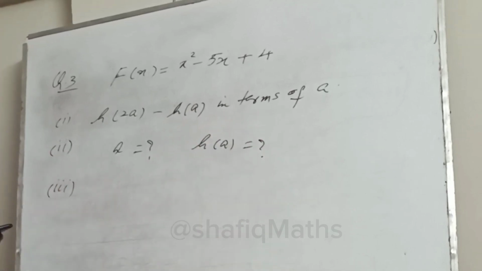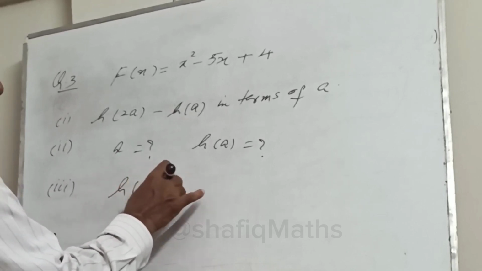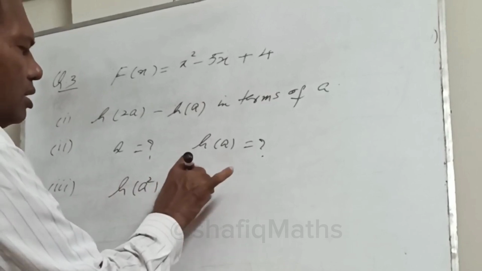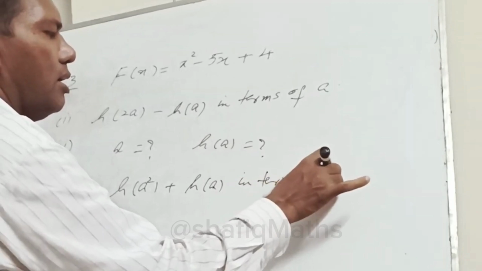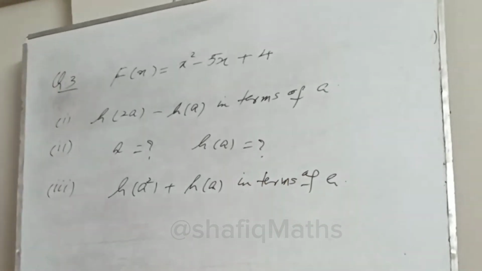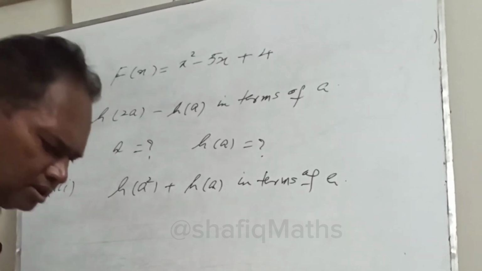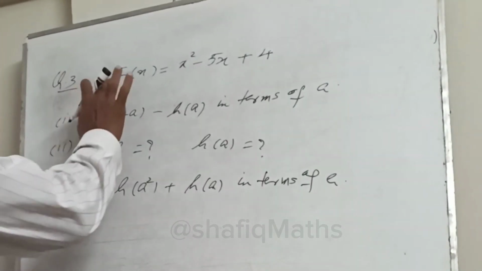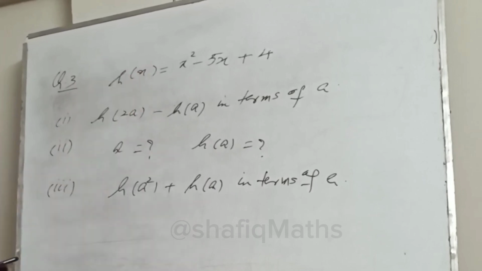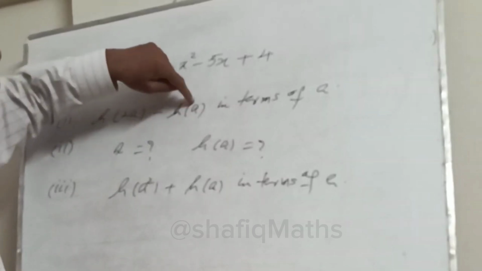Now we are coming to the third part of the question: express h(a square) plus h(a) in terms of a. Now we are coming to the first part of the question, that is h(2a) minus h(a) in terms of a.